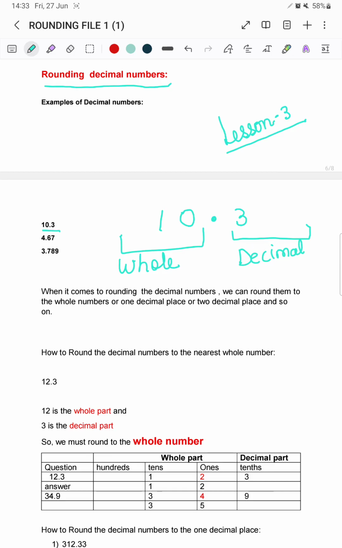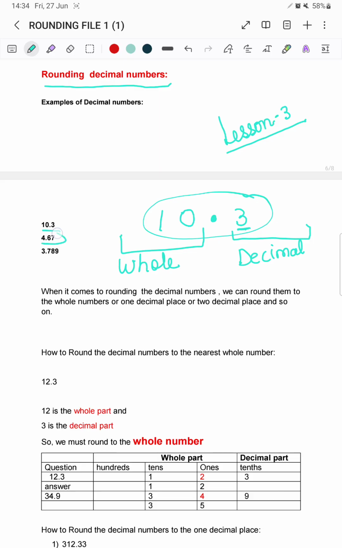Now when we round off decimal numbers, we can round them to the nearest whole number, or to one decimal place, two decimal places, or three decimal places, and so on. Now when I say this number 10.3, after the decimal point we have one digit. So this number is represented up to one decimal place.